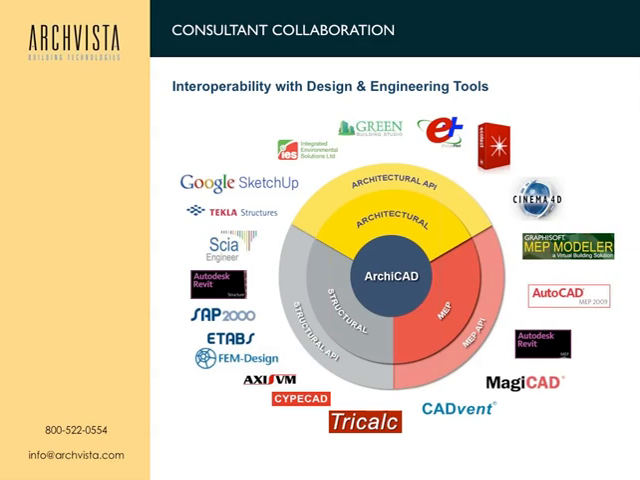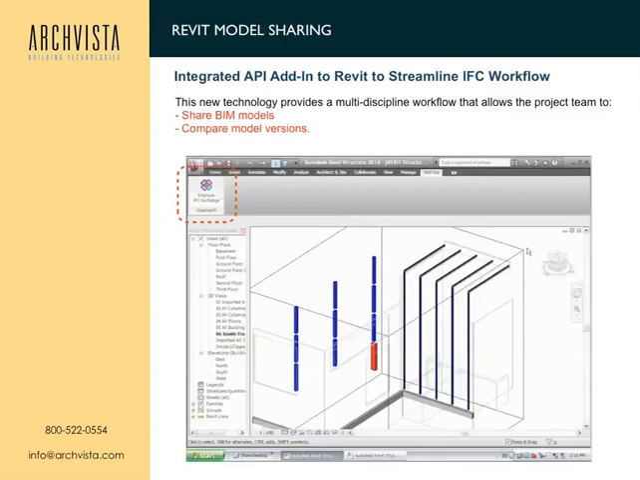ArchiCAD allows us to take the information out to a variety of different sources through various connections that it has from the program. One of the most popular is the Revit API add-on to ArchiCAD that allows us to share the information through what's called an IFC exchange. It's an exchange that's been developed by a number of entities within the international IAI, International Alliance for Interoperability, I think it is.